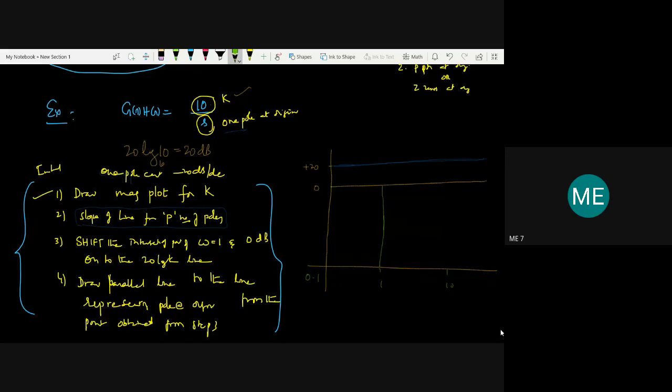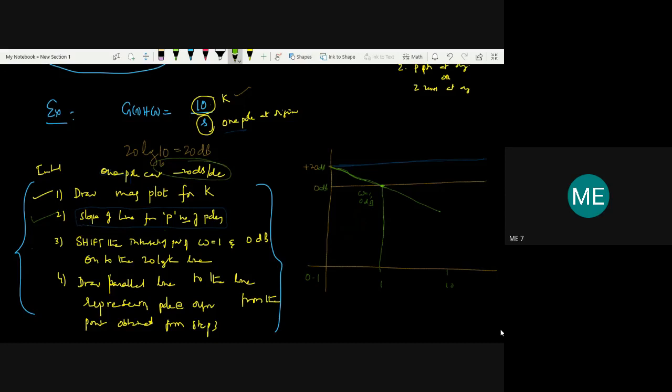So the line is going to pass through like this. This is the point of intersection, that is omega equal to 1 and 0 dB line. This is the 0 dB line, and this is what you can call the point of intersection. So the second step is also done, that is the slope of the line for P number of poles. There is only one pole at origin, so I have taken the minus 20 dB line, because it contributes minus 20 dB per decade.